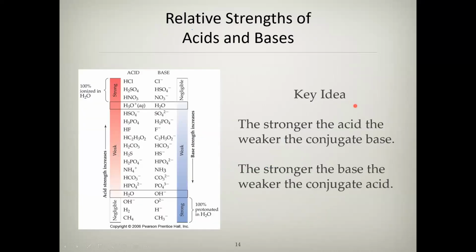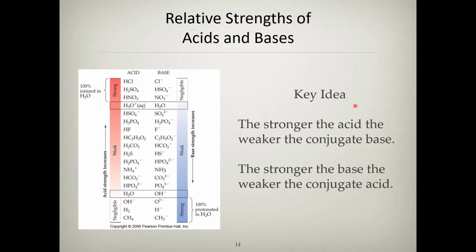And then with this table here, what we're going to see is the strength of the acid or the base gives us information about the relative strength of the conjugate pair. So if you look at the left-hand side, those top few are going to be very strong acids. So hydrochloric acid, sulfuric acid, nitric acid. And then on the opposite side, the conjugate base is going to be a very, very weak base.